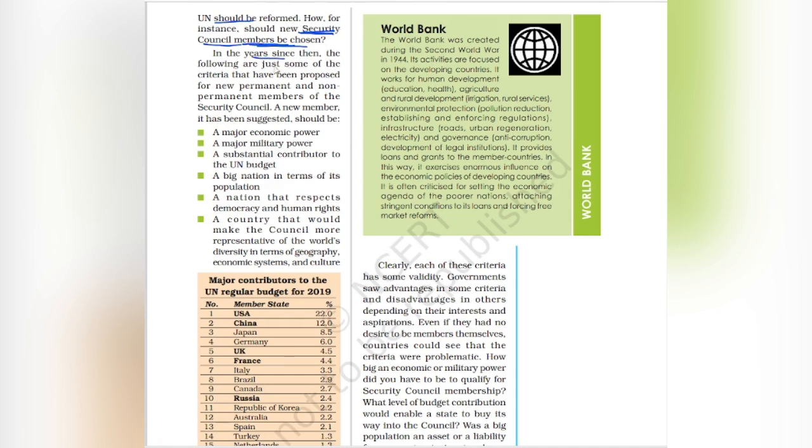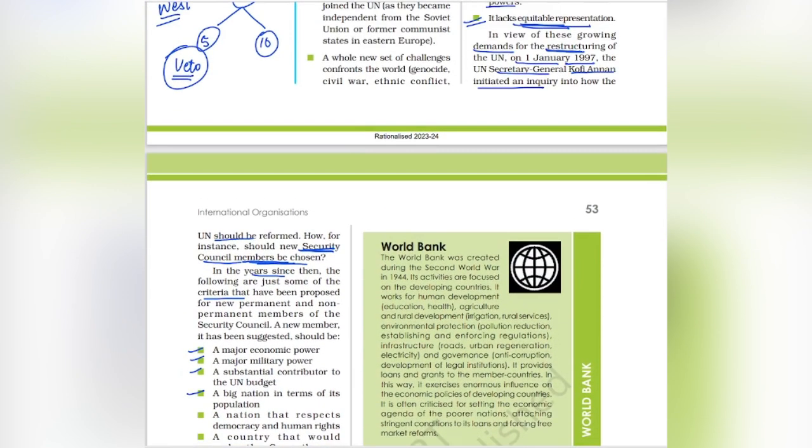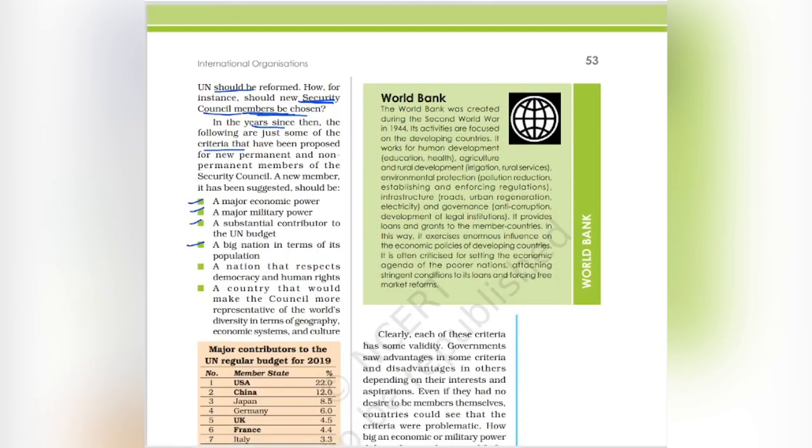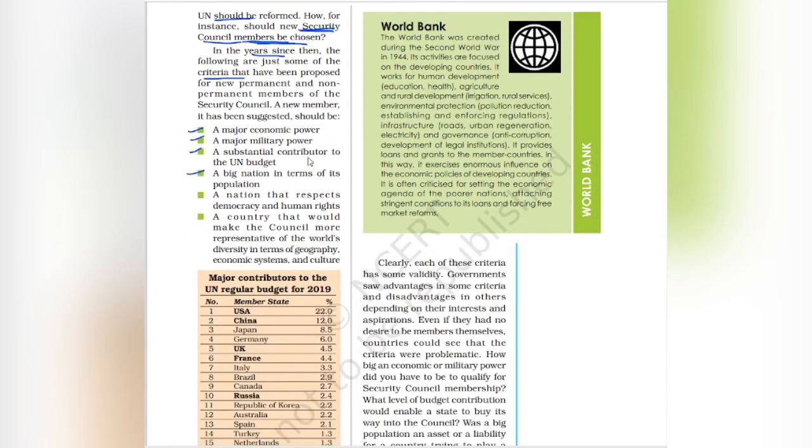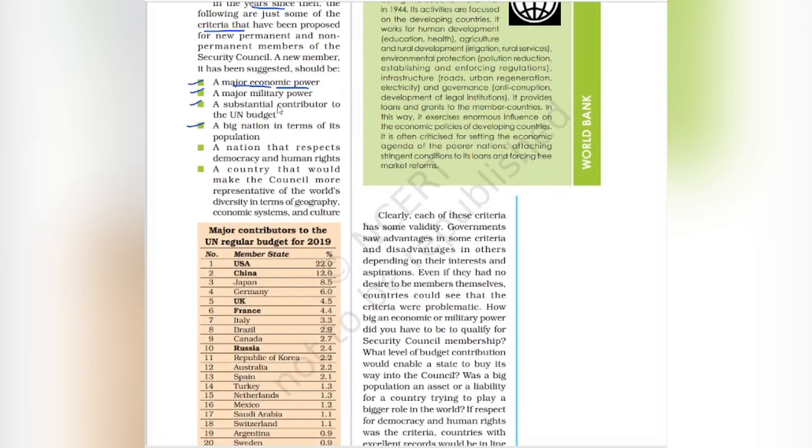So in the years since then, the following are just some of the criteria. These were some of the criteria laid down by the committee that was set up by Kofi Annan. It was set up in 1997, right? So let's see quickly what criteria a country must fulfill in order to be a part of the Security Council. Firstly, it has to be a major economic power, right? The country must be doing well in economic terms.